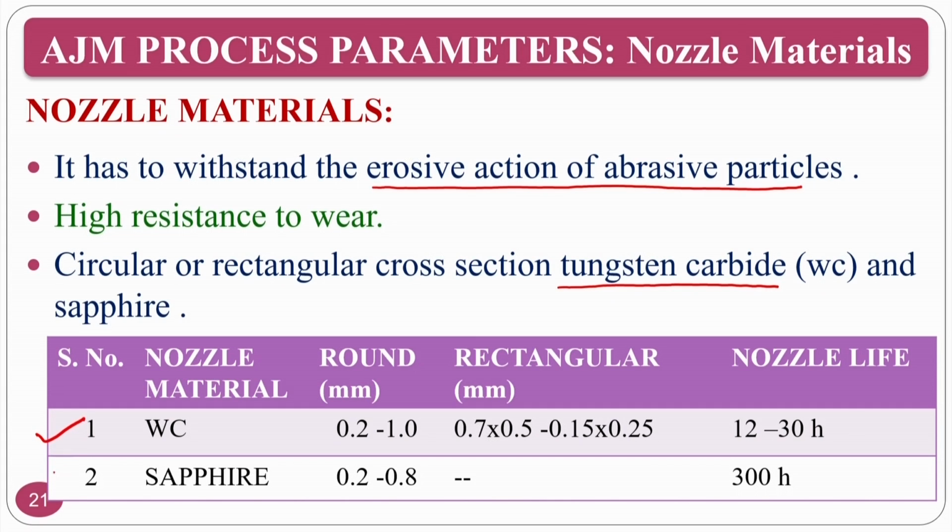So, tungsten carbide and sapphire. Normally the nozzle life, if you see here, tungsten carbide is approximately 20 to 30 hours, but here the problem is that you have to replace the nozzle again and again. Assume that on average it is like 20 hours. So every 20 hours you have to replace the nozzle. Because of this, the non-productive cost of your manufacturing will increase. So to avoid that, you can go for the sapphire whose life is 300 hours.